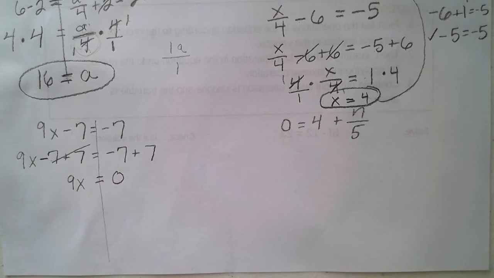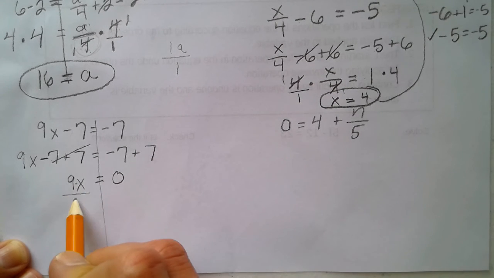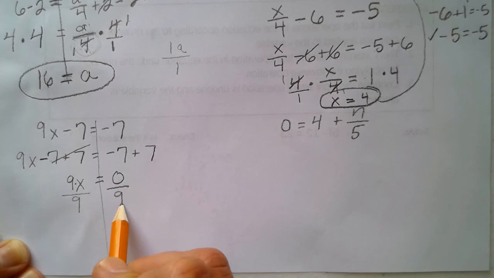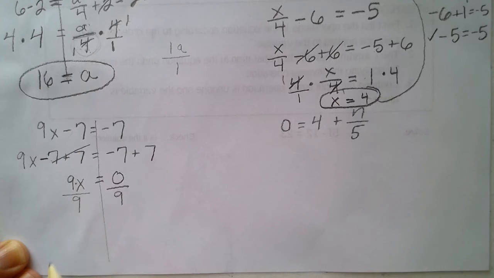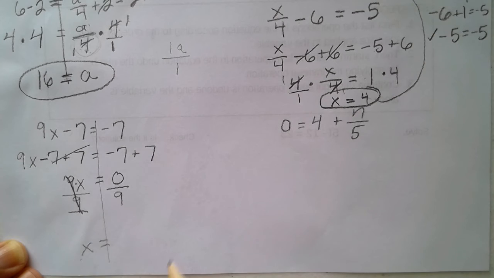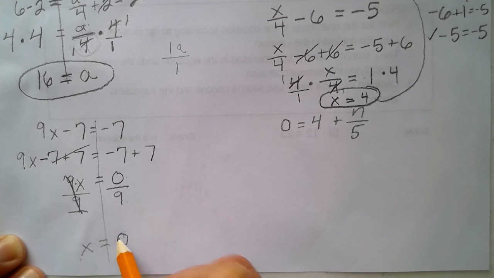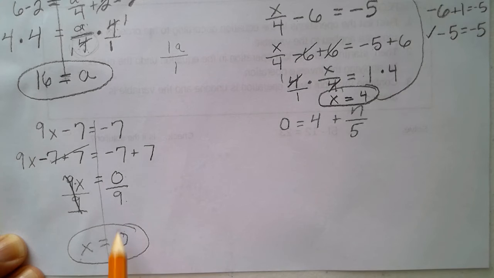Let's just keep going. Okay, don't let that fool you. So we have multiplication here. We're using division to undo the multiplication. We're unwrapping that x to get it alone. And 9 divided by 9 is 1. So that's just 1x there. And 0 divided by 9 is 0. So this is quite possible. You could have a solution equal to 0.